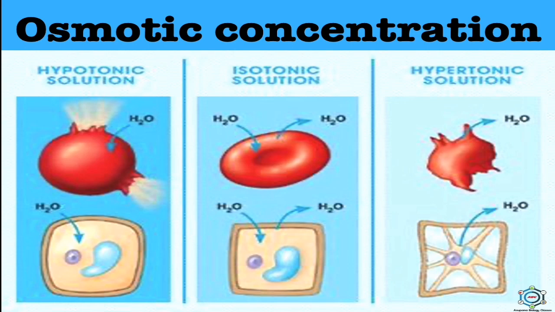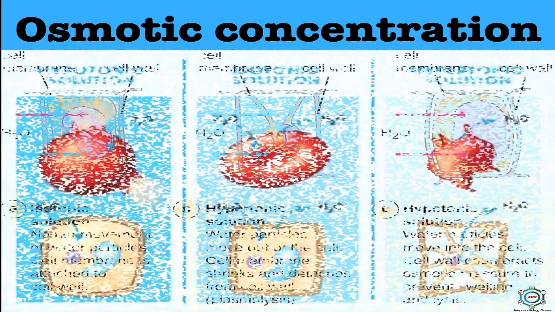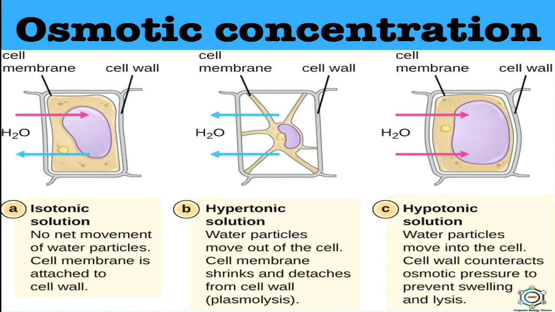So, these are all about the hypotonic, isotonic and hypertonic solutions, and see here the main differences. In the case of an isotonic solution, there is no net movement of water particles, and the cell membrane is attached to the cell wall. Second is the hypertonic solution, where the water particles move out of the cell. The cell membrane shrinks and detaches from the cell wall, that is the plasmolysis condition. And the last is the hypotonic solution, where the water particles move into the cell, and the cell wall contracts osmotic pressure to prevent swelling and lysis.